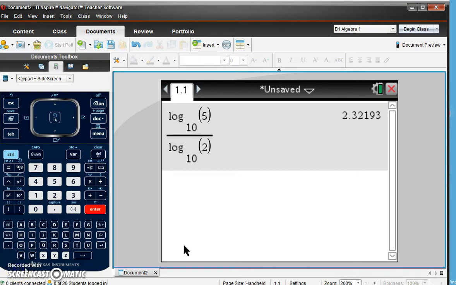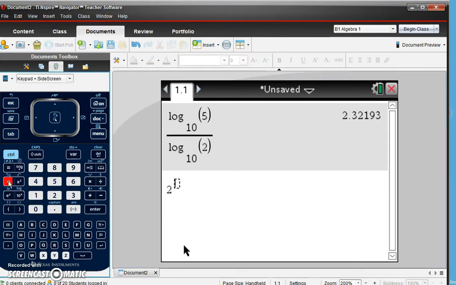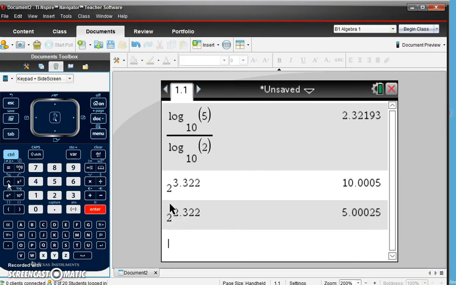So we might experiment just a little bit and try substituting and checking it. So we get 2 raised to the 2.322. Oops, that's not 3.22, is it? 2.322 power, and enter it. And you see we get 10. Oh dear. Oh, I see what I did. I did 2 and 3.22. So let's do this again. So 2 raised to the 2.322, and that is 5.